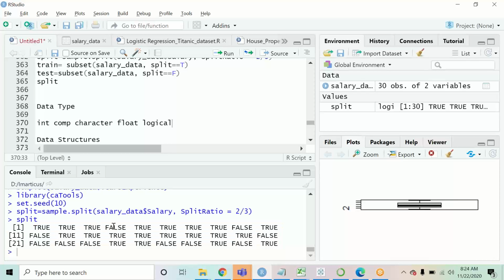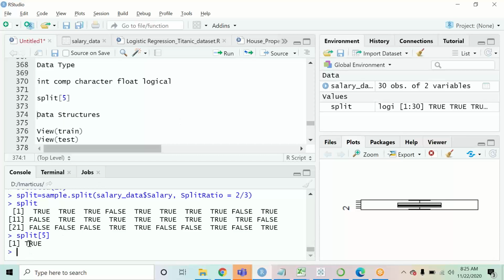Suppose I want to pick this value, just this value. How will I see this? So we will say split[5]. This is the name of my vector, and I would like to see the value which is at the 5th position. If I run this, it gives me TRUE over here.